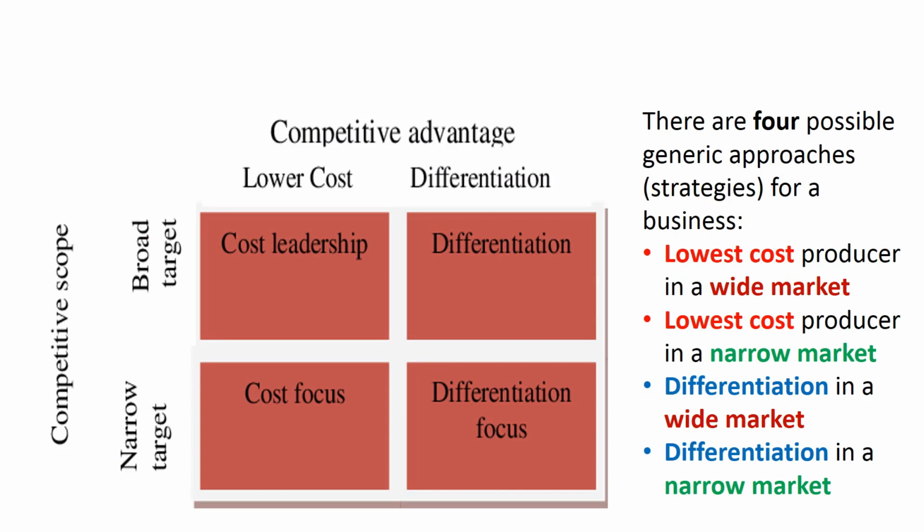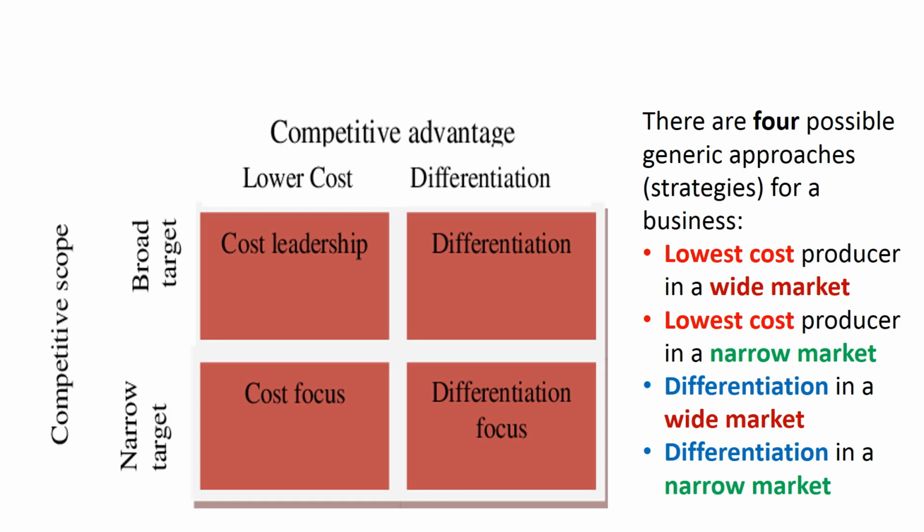In this slide, I have set out the 4 possible generic approaches or strategies for a business. These strategies are determined by looking at what is the actual competitive advantage that is being sought. Is it being sought through lower cost or differentiation? And what is the competitive scope? That is, who does the business see its competitors as being? Is it a wide market, referred to here as a broad target, or is it a narrow market, referred to here as a narrow target?